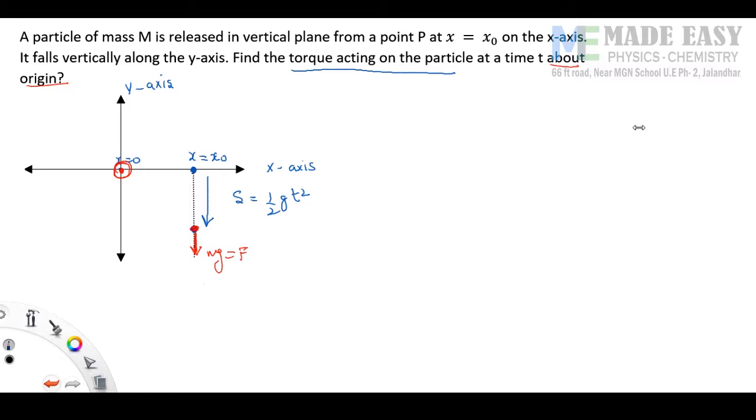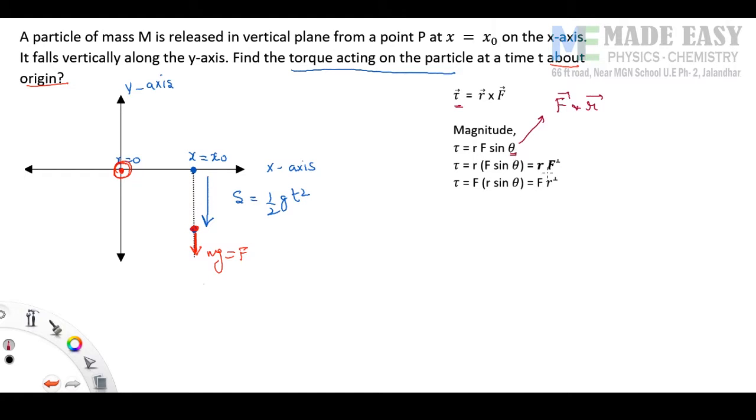Now we know how to find torque. Torque is given by r vector cross F vector, right? In magnitude, torque can be written as rF sin theta, right? What is theta? Theta is the angle between the force vector and your position vector r vector. Now, this formula rF sin theta can be simplified in this way: r into F perpendicular.